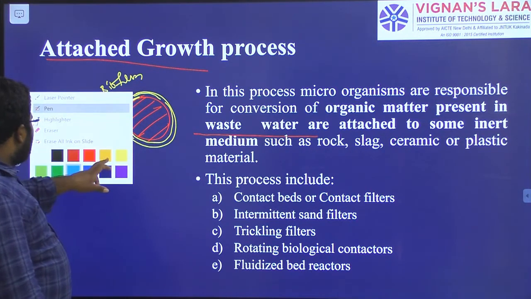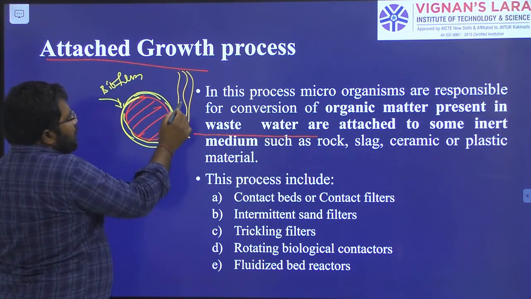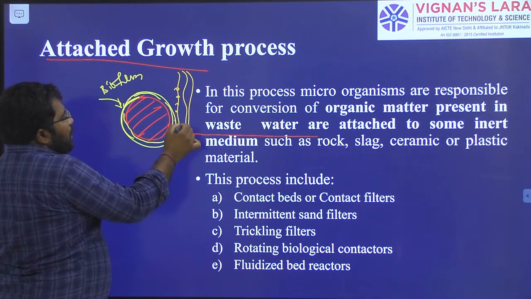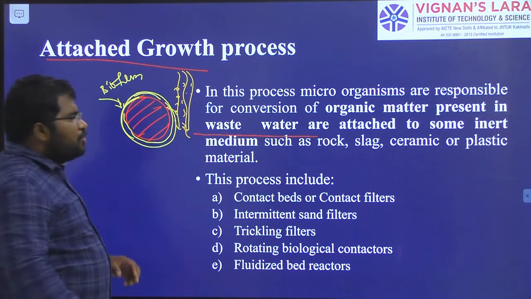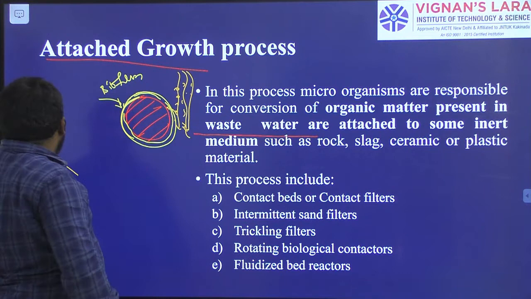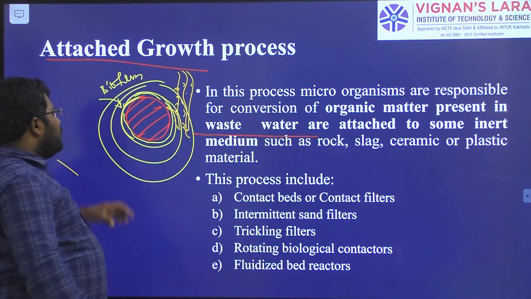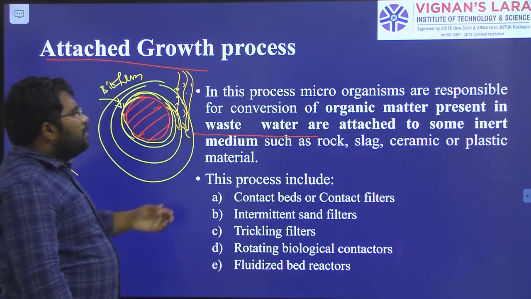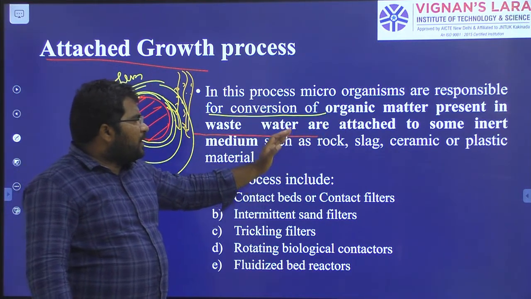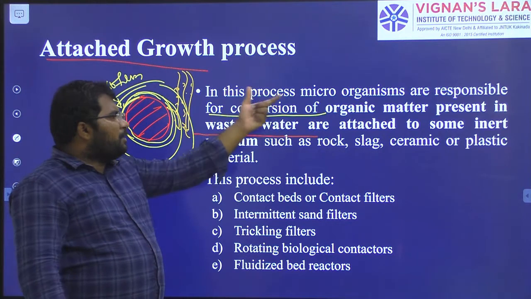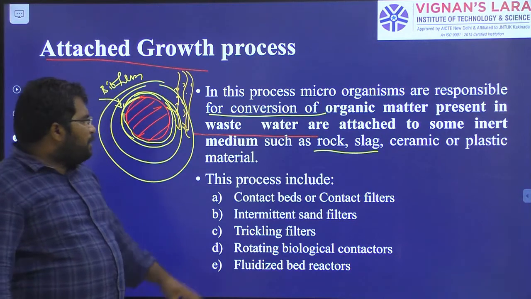If wastewater passes over this, it may contain small organic compounds. Those organic compounds will be absorbed by these microorganisms, so the biofilm thickness increases, and the wastewater gets treated. The microorganisms attach to some inert medium such as rock, slag, ceramic or plastic material.